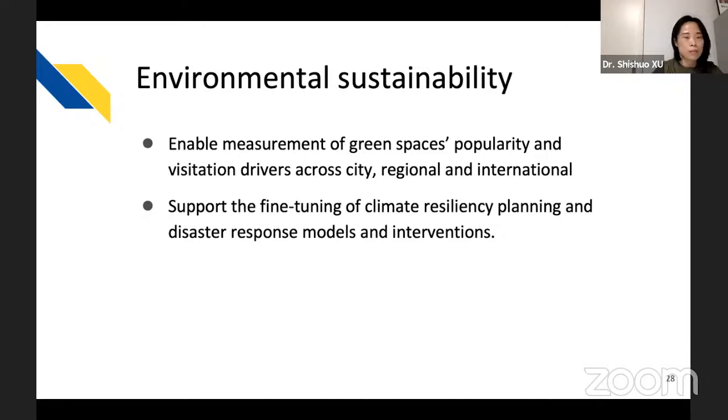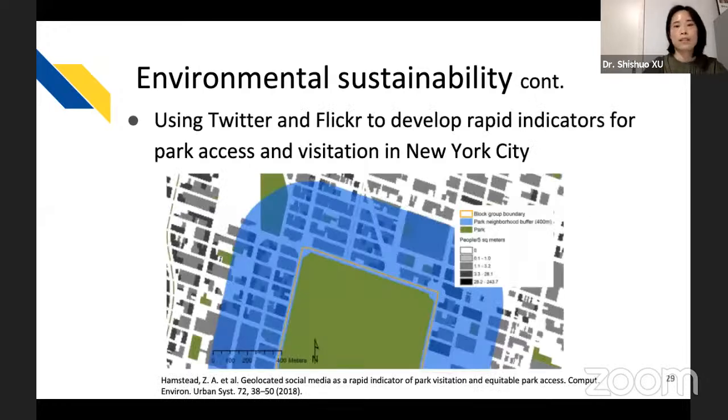Furthermore, the analysis of social metadata during extreme weather events, such as natural disasters, can support dealing with climate change and developing disaster response models. Let's look at some case studies using the geosocial metadata for environmental sustainability. The first one is a case study in New York, United States. Twitter and Flickr data were collected to develop rapid indicators to identify park access and visitation in urban areas.